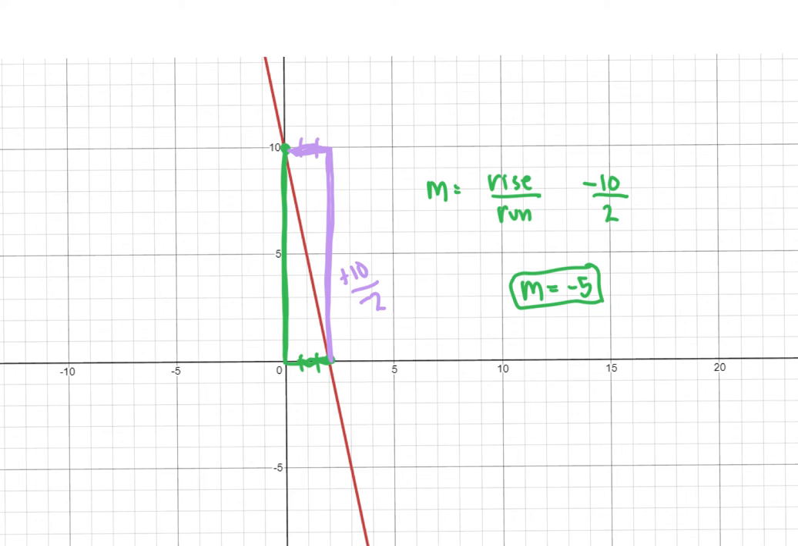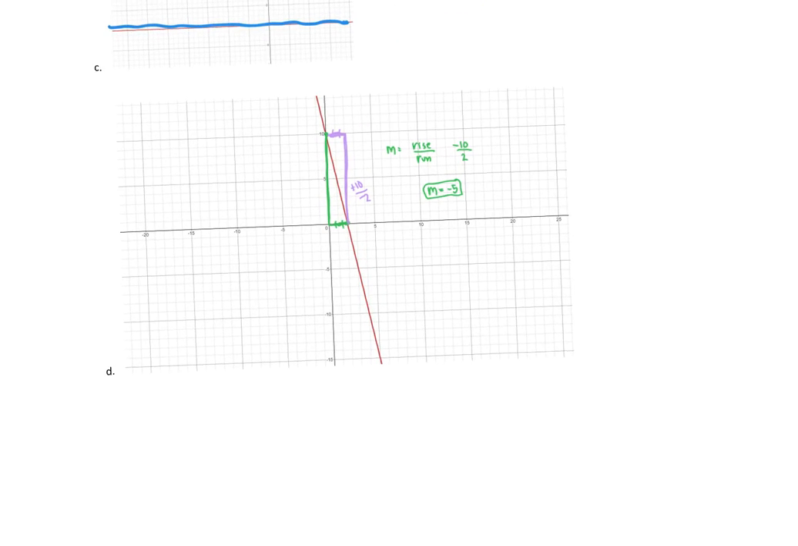So it was a decreasing line. That means my slope was negative. My positive line, my slope was increasing. And then we have the horizontal line is a 0 slope. A vertical line has an undefined slope.